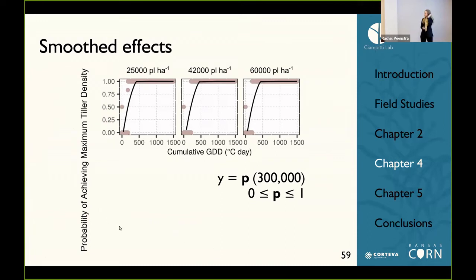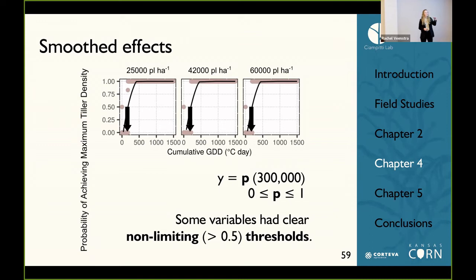So what does the background of this look like? So we have smooth effects. Essentially here we have growing degree days, and our range of observations for growing degree days. You'll notice that our y-axis goes from 0 to 1. The reason for that, if you'll recall, is we have a probability between 0 and 1 that we're multiplying by that 300,000 maximum. So growing degree days had a very clear non-limiting threshold. Above 200 degree days, there was not a limitation by growing degree days on the number of tillers that we could see in this field.